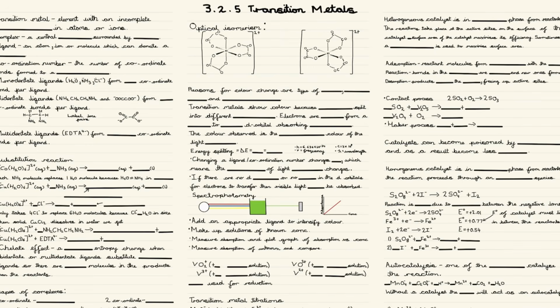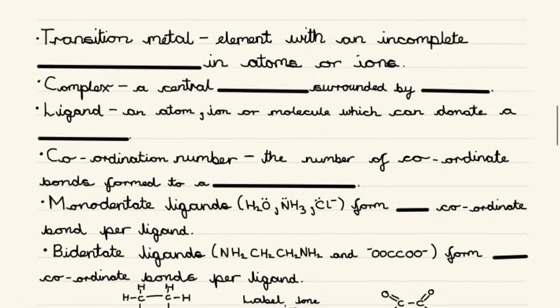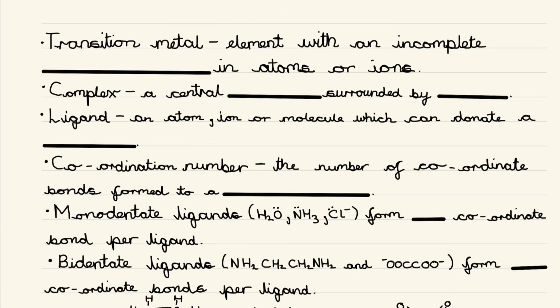Okay, so now we're on to transition metals. A transition metal is an element with an incomplete d sublevel in atoms or ions. A complex is a central metal ion surrounded by ligands. A ligand is an atom, ion, or molecule which can donate a lone pair. The coordination number is the number of coordinate bonds formed to a central metal ion.